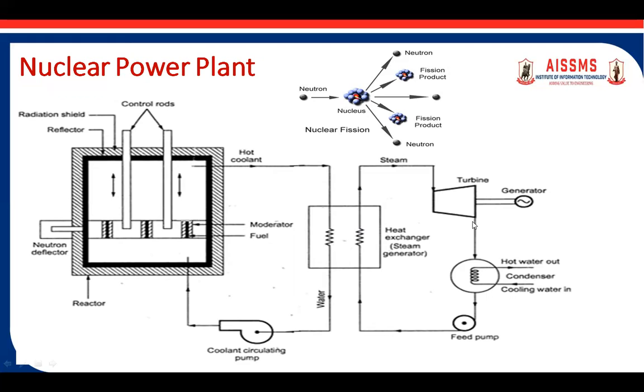Again, the low pressure steam is directed into the condenser, where condensation takes place, and it is fed back to the heat exchanger. So this is how, by using the nuclear reactor, we are generating electricity. The plant in which we use the nuclear element is called a nuclear power plant. The other mechanism is the same; only we are replacing the boiler with the nuclear reactor.